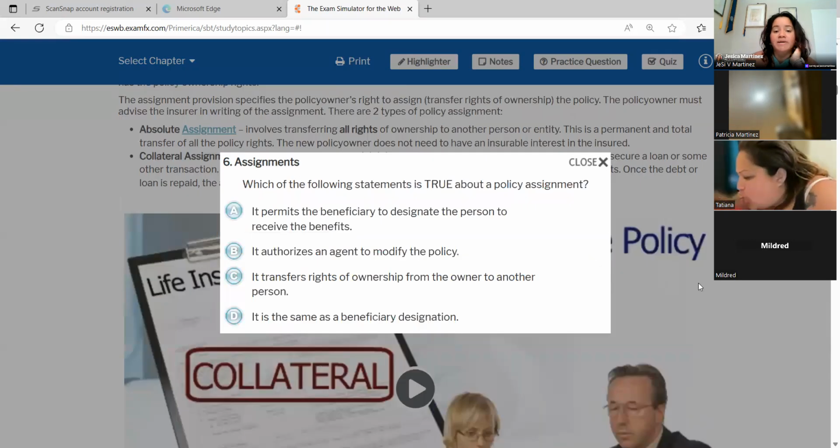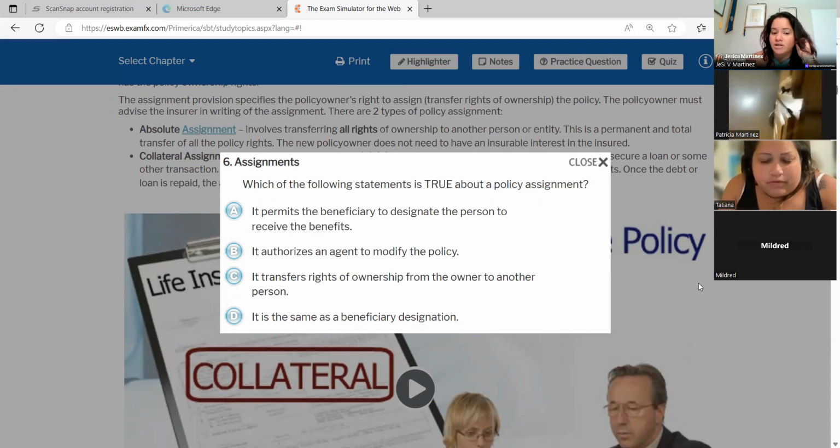Which of the following statements is true about a policy assignment? A, it permits the beneficiary to designate the person to receive the benefits. B, it authorizes an agent to modify the policy. C, it transfers rights of ownership from the owner to another person. D, it is the same as a beneficiary designation. I think it's D. Ellie says C. I think it's C also.